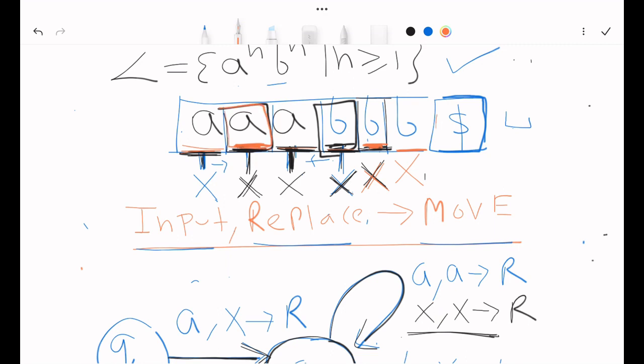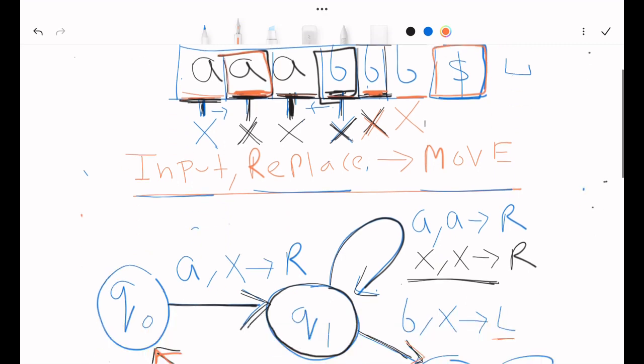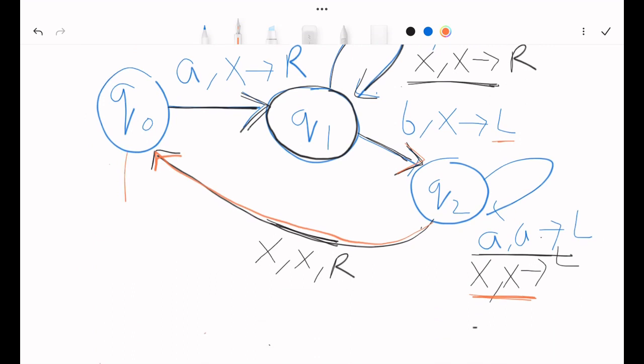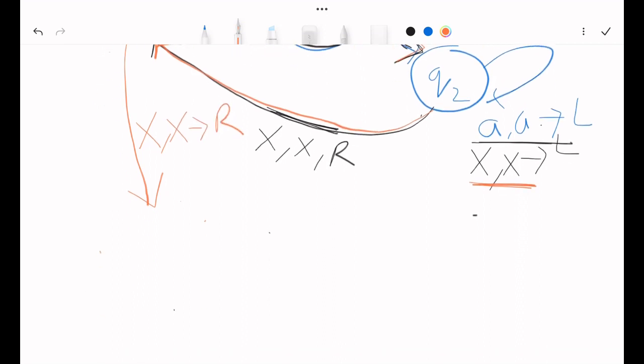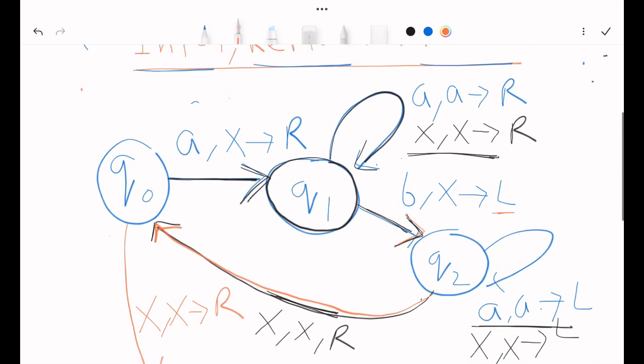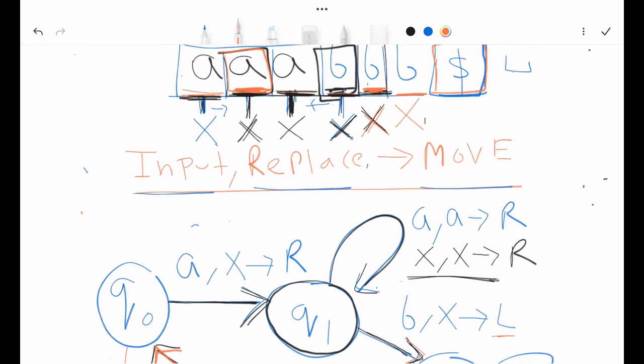We have to reach this position. So how to reach this position? What I will write? Again I am writing here X replaced by X and move right. Maybe there are many X, all X replaced by X and move right. Okay, now I am here.